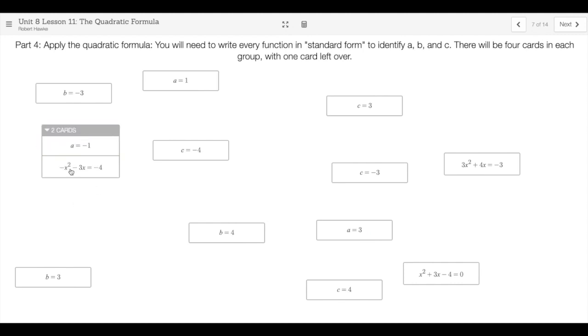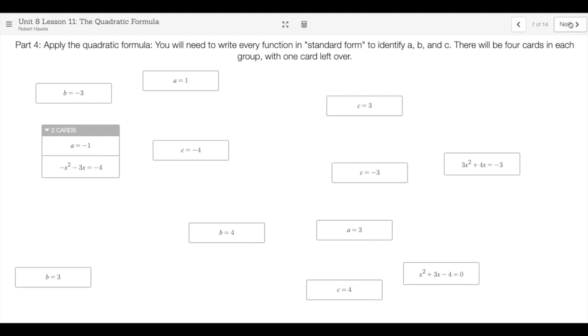Now negative x squared minus 3x. Minus 3 would be either b or c. It's up to you. One of those is right. You need to pick the right one. And then for c, now remember you need to rewrite this as negative x squared minus 3x plus something equals 0, so you probably need to add something to both sides to figure out c. I'll let you do that.